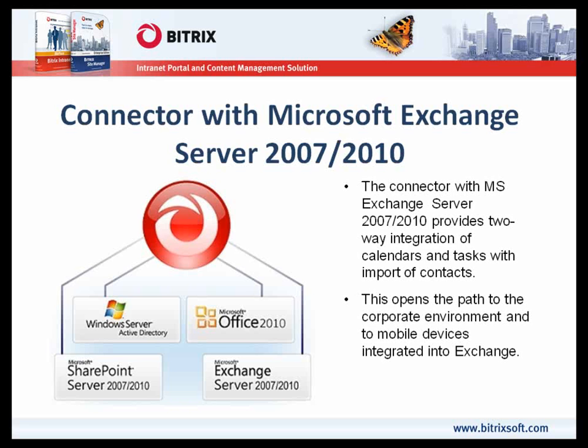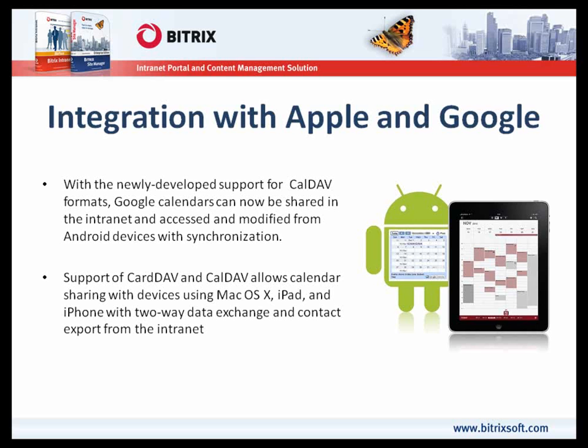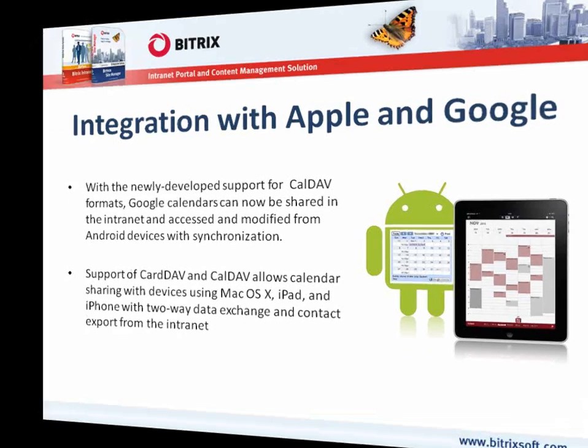Greater integration with Microsoft includes importing of SharePoint lists, a connector with MS Exchange Server, Exchange Webmail, and increased integration with Active Directory and Office. The other major expansion on the integration front is support for CardDAV and CalDAV. This means that now there's two-way integration with Google and Apple calendars and contact integration as well.